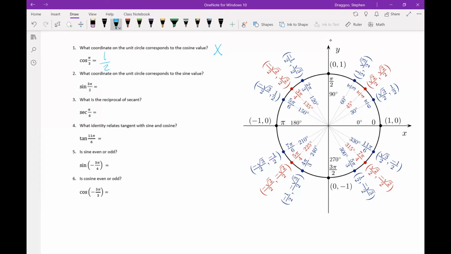What coordinate on the unit circle corresponds to the sine value? That's going to be y. So for the sine of 3 pi over 2, I'll come on down to 3 pi over 2 and choose the y value. I get -1.